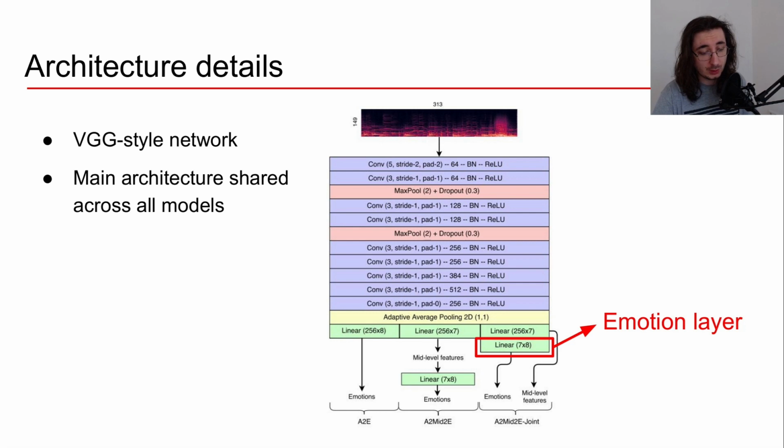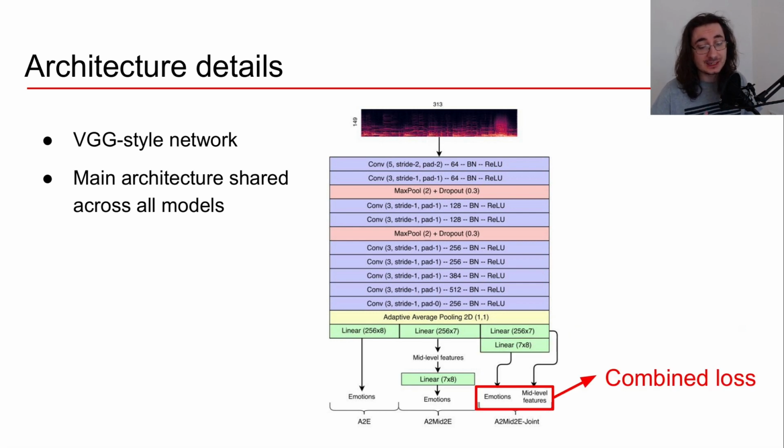And how can you do that? Well, it's because they use a combined loss. They calculate the loss using the mid-level features at the mid-level feature layer, and then they calculate the loss for the emotions at the emotion layer, and then they combine that and use the combined loss to optimize the whole network, so that hopefully it will learn representations and learn to predict both mid-level features with the mid-level feature layer, and emotions with the emotion layer.